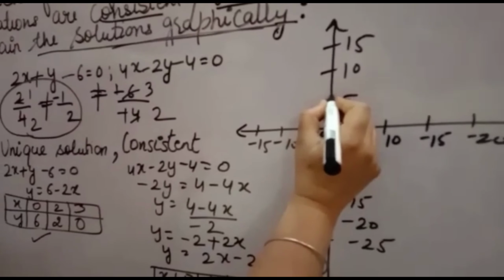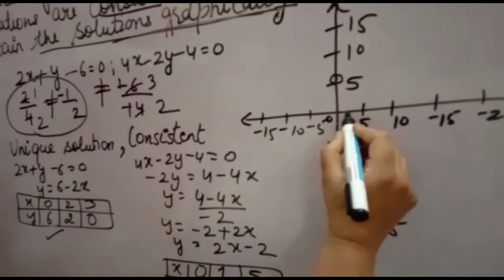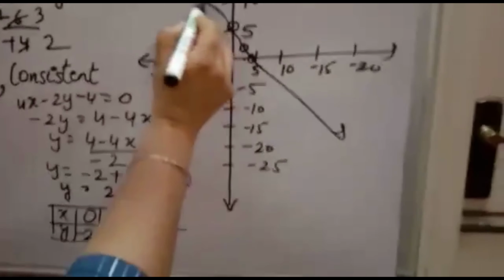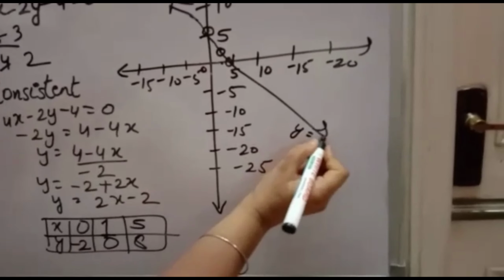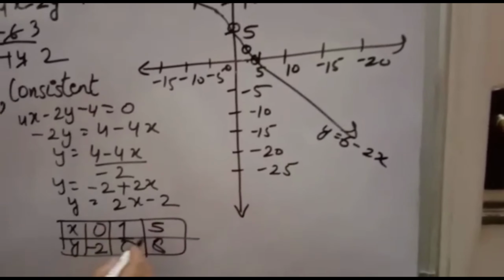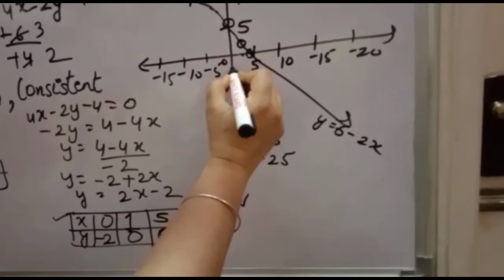For the first table, x is 0, y is 6, so approximately here the point will come. Then x is 2, y is 2, it will come here. In the graph it will be clear, 1, 2, 3, 4, 5 lines will be there. X is 3, y is 0, so here it will come. Like this you can draw a straight line with the help of a scale, and you can write y is equal to 6 minus 2x. Now for the second table, x is 0, y is minus 2, so here it will come.